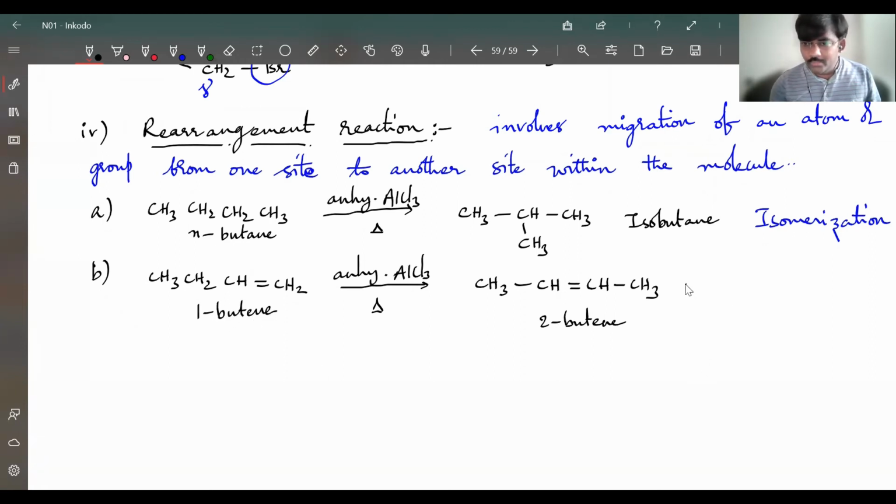At the same time, you can also get the isomeric alkene, like 2-methyl propene. This is another rearrangement that can happen. The methyl group will shift to this carbon, right? So this also can happen. This you can say is 2-methyl propene.